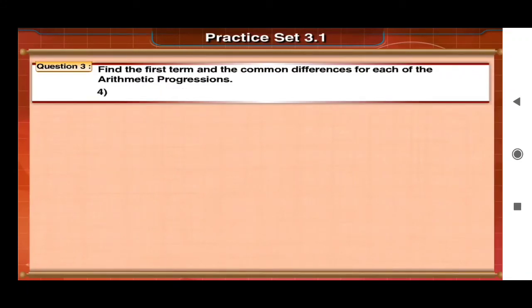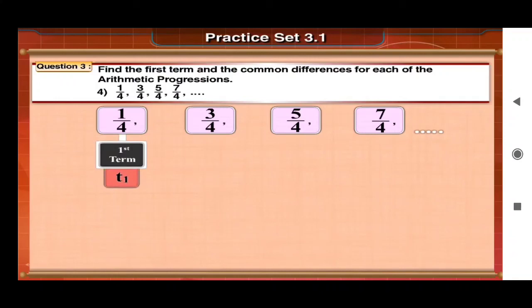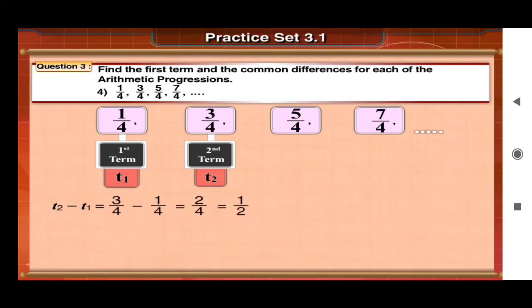Four. 1 upon 4, 3 upon 4, 5 upon 4, 7 upon 4, and so on. Here the first term T1 is 1 upon 4 and the second term T2 is 3 upon 4. T2 minus T1 is equal to 3 upon 4 minus 1 upon 4, which is equal to 1 upon 2. 5 upon 4 is the third term. T3 minus T2 is equal to 5 upon 4 minus 3 upon 4, that is equal to 1 upon 2.